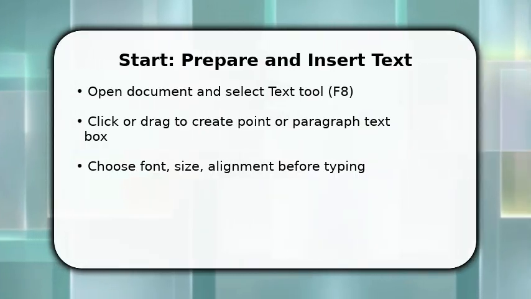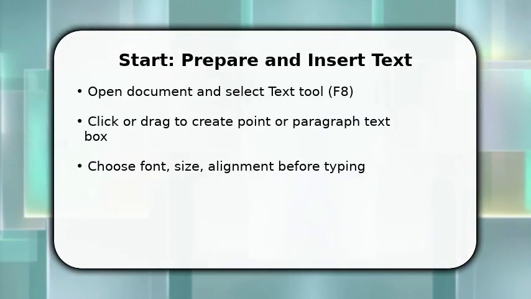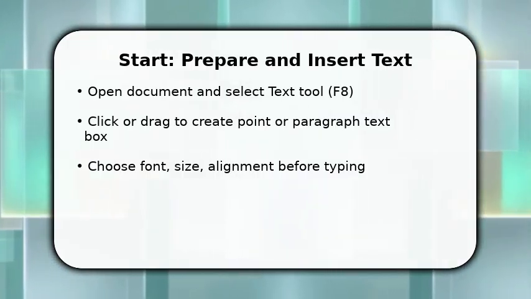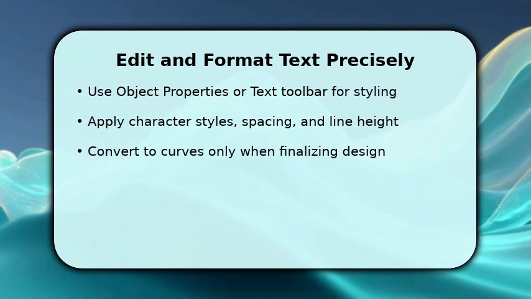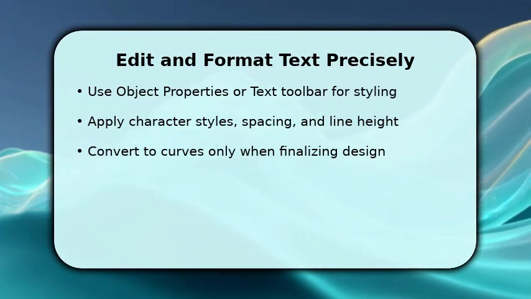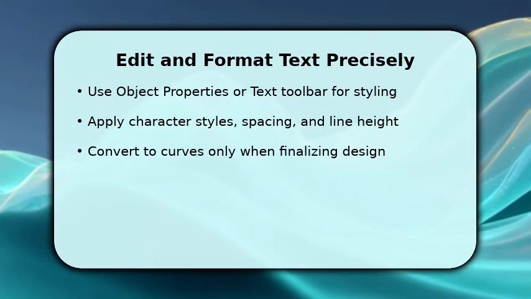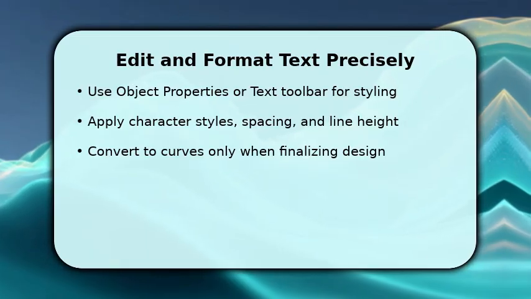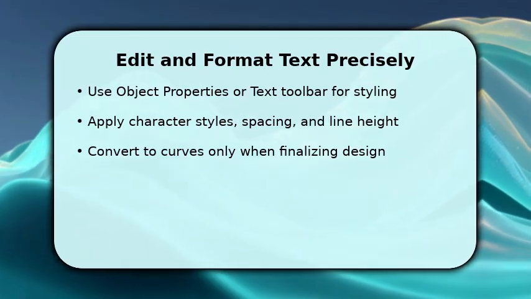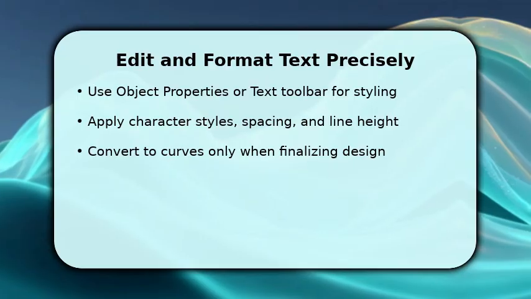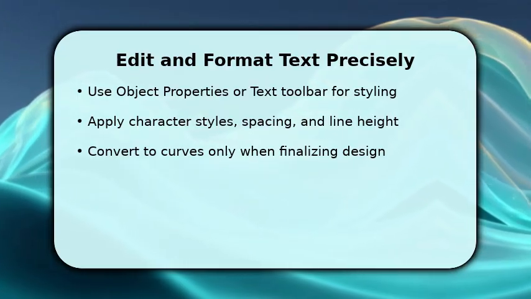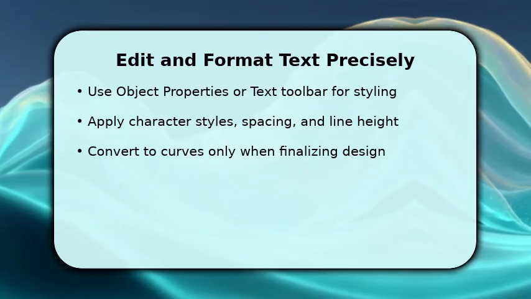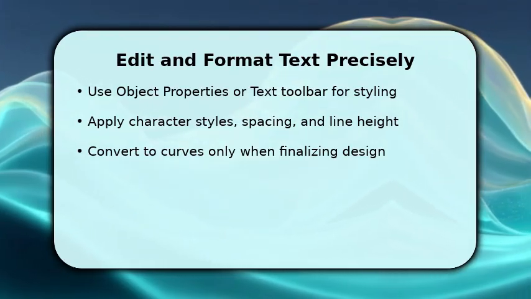This gives precise spacing. Once you have base text, make sure to save a version so you can revert if needed. Now refine appearance. Use the text toolbar or Object Properties docker to adjust kerning, tracking, and line spacing so letters sit evenly. You can apply character styles for consistent headings and body text, and use paragraph alignment or tabs for layout precision. If needed, use Fit Text to Path to wrap text around shapes.